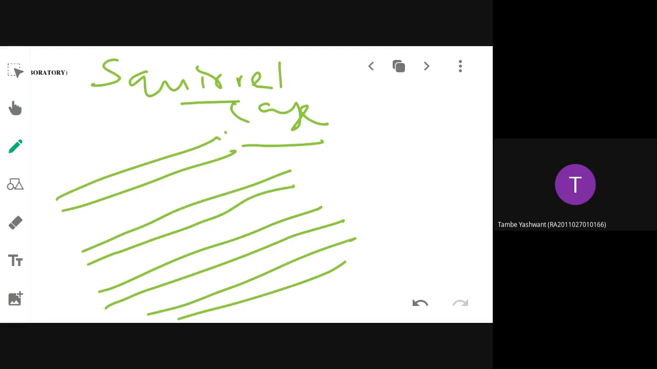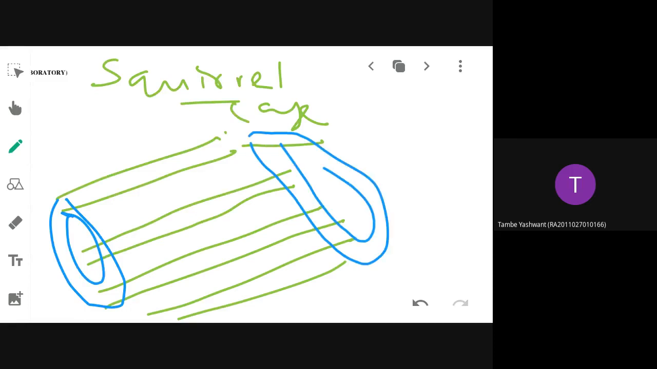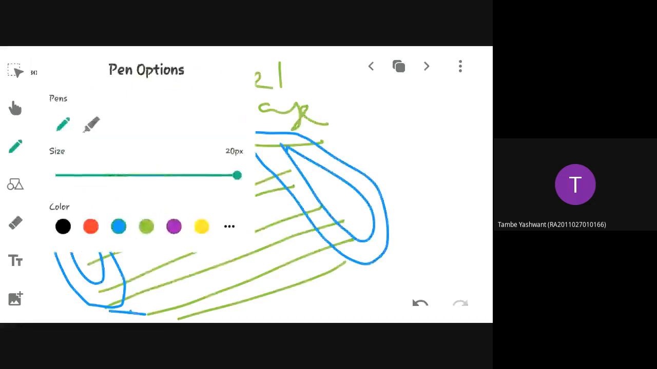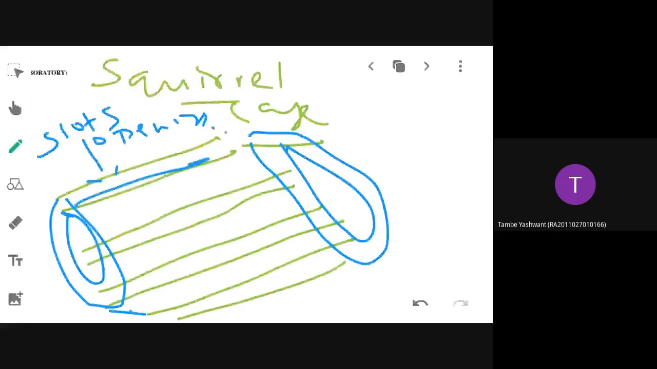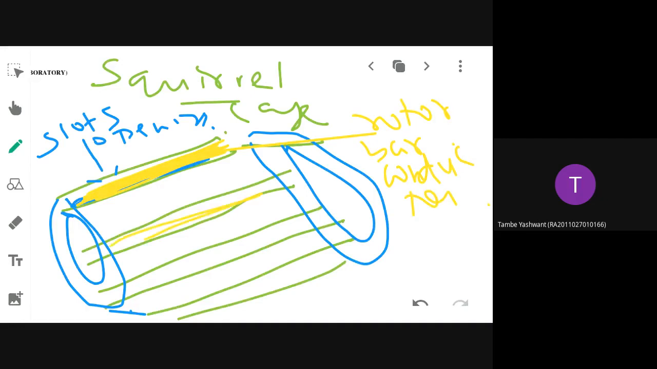So in these open slots, these empty spaces, you are going to fix the rotor bars. I'll use a different color. Here you will be placing the rotor bar. This is your rotor bar, that is your conductor. Here also you will keep a conductor, and here also, and here also. These are nothing but copper bars.